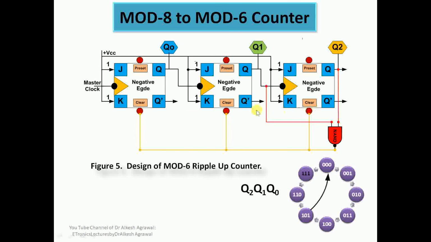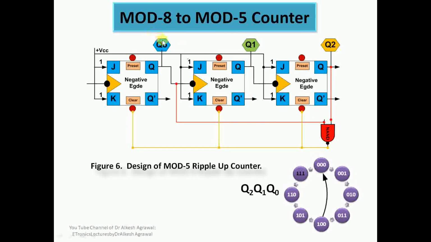It is connected to all the clear inputs. So the moment both these inputs are 1, the output will be 0, and it will clear all the states, and at that moment q0, q1, q2 will all be cleared to 0. So from 101, the next state will be 000. So like this, a mod 8 counter will be converted into a mod 6 counter.